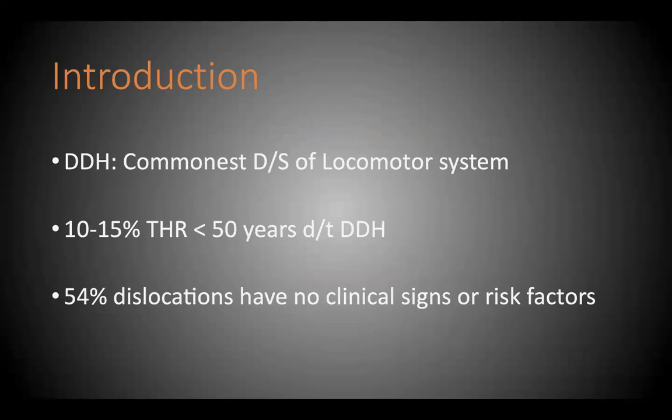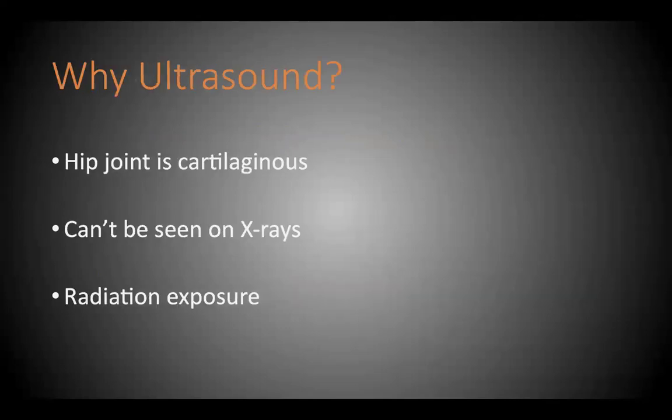Developmental hip dysplasia is the commonest disorder of the locomotor system, and it causes 10 to 15% of total hip replacements below the age of 50 years. Also, 54% of the hip dislocations do not have any clinical signs or risk factors, which stresses the importance of having a robust screening program.